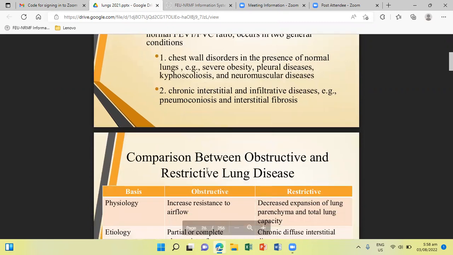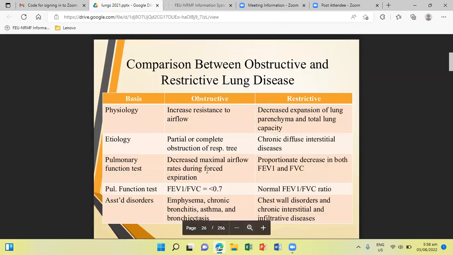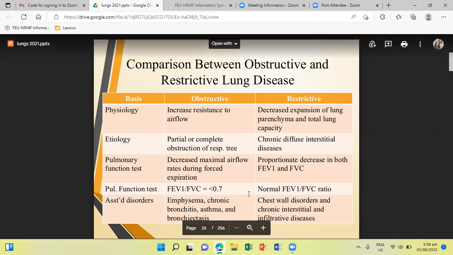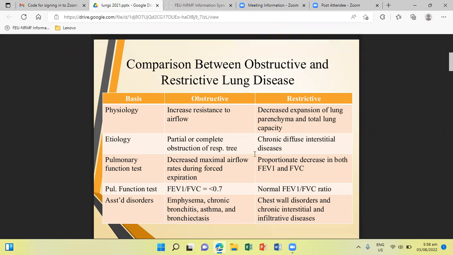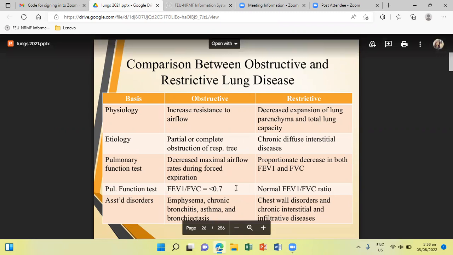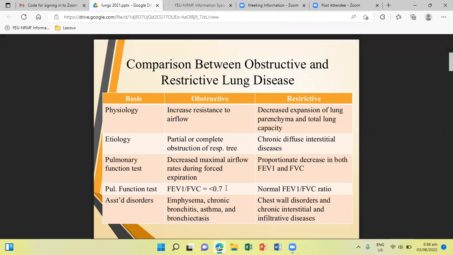This is a table which compares obstructive versus restrictive lung disease. So, if you are the clinician, what are the things that you should do? First, of course, is to do a pulmonary function test. The pulmonary function test, this is the expected result.